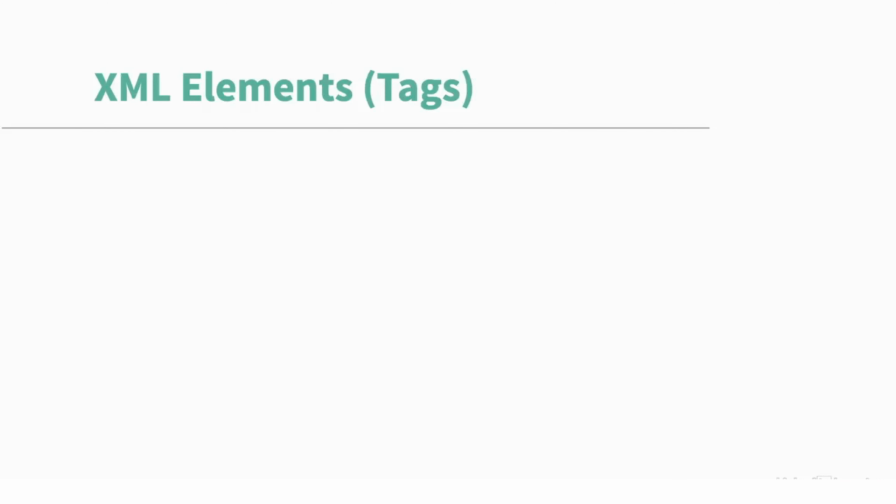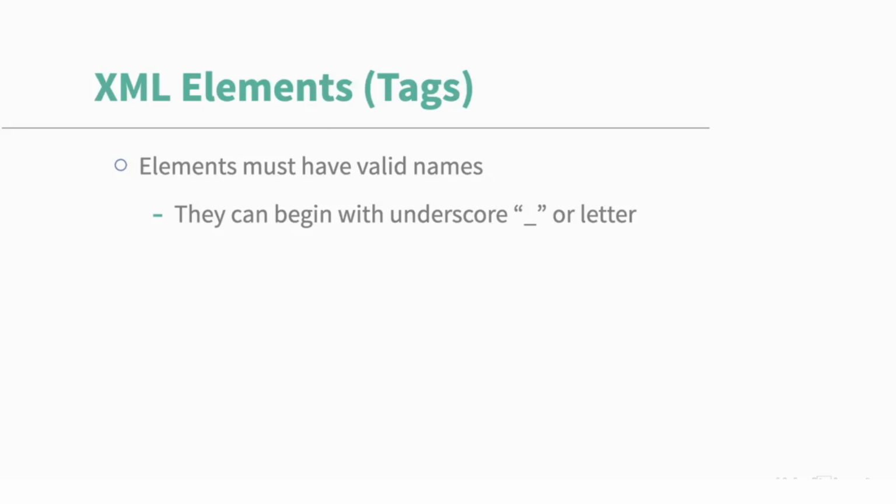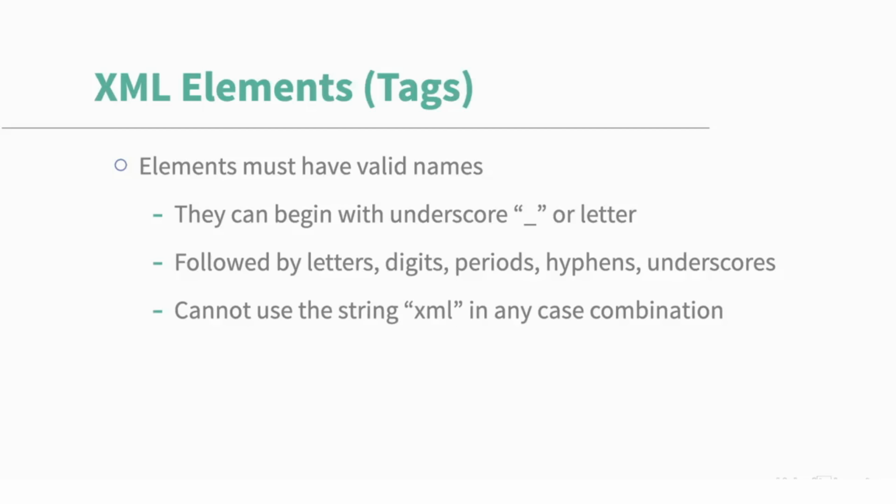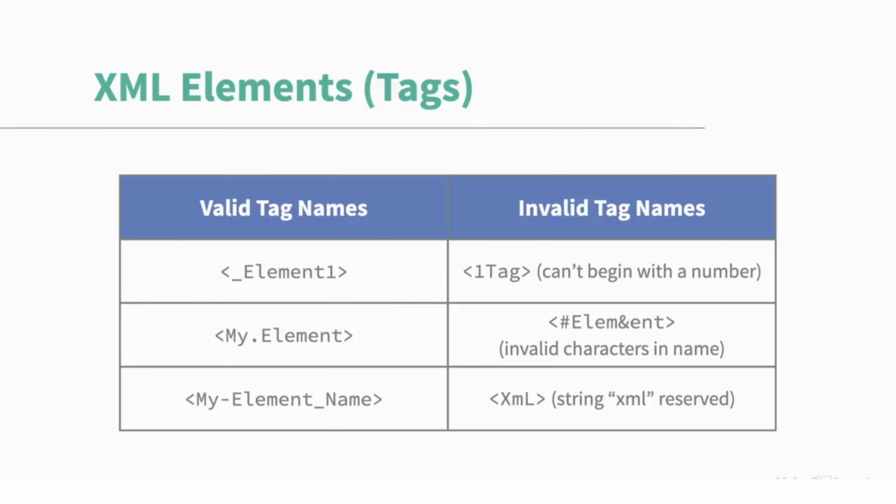Next are XML elements, which are also called tags. And if you've worked with HTML, these will look entirely familiar to you. Elements must have valid names. They can begin with an underscore or a letter, followed by letters, digits, periods, hyphens, or underscores. They can't use the string XML in any case combination because the W3C reserves that. So let's see some examples of valid tag names. Each of these examples follow the rules outlined above. So I can have an element with underscores, numbers, or periods in the name, and I can mix and match hyphens and underscores. So these are all okay.